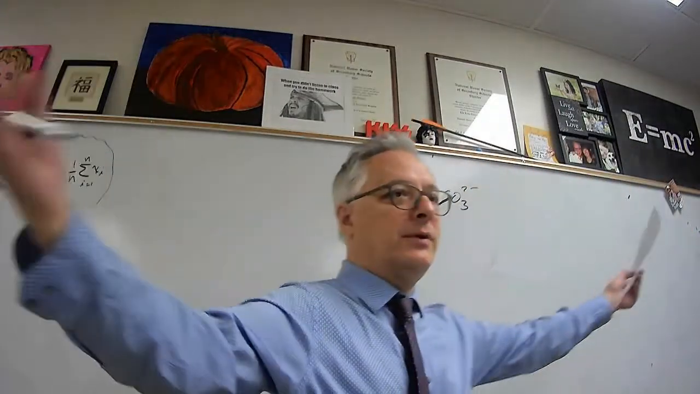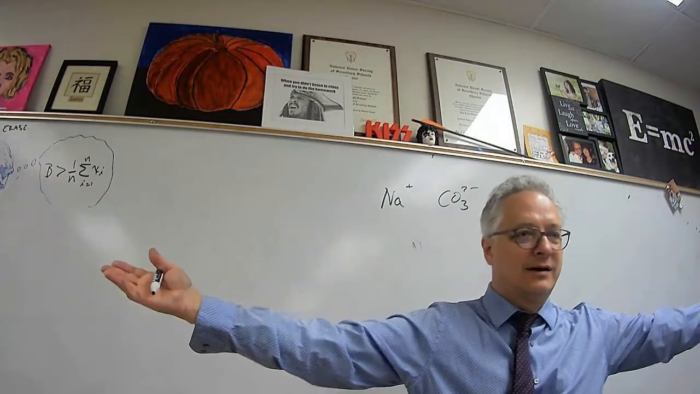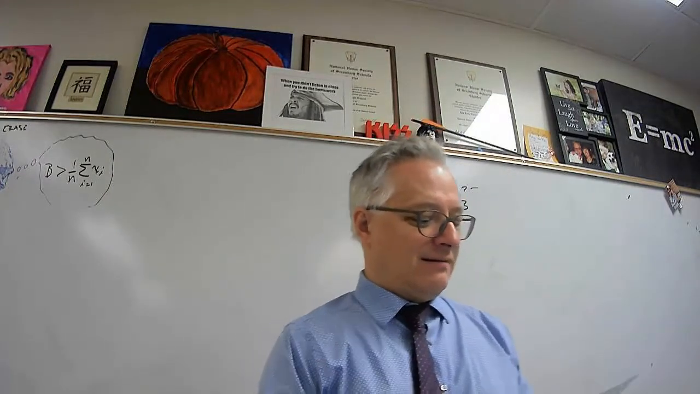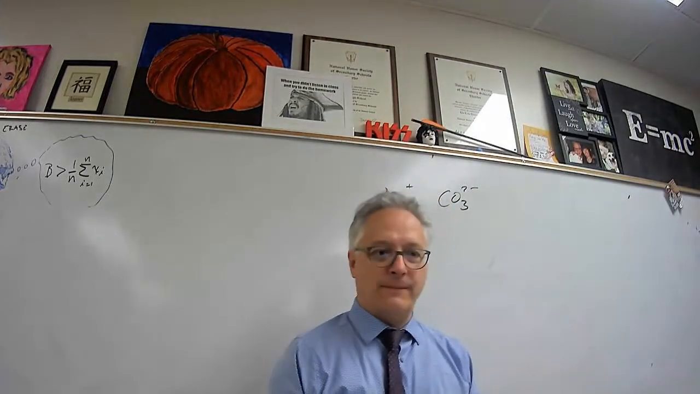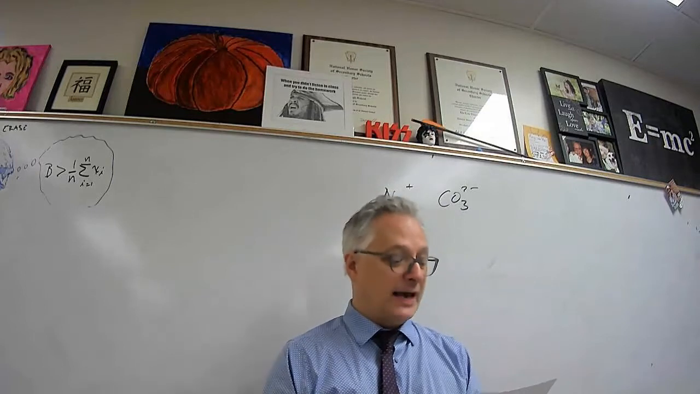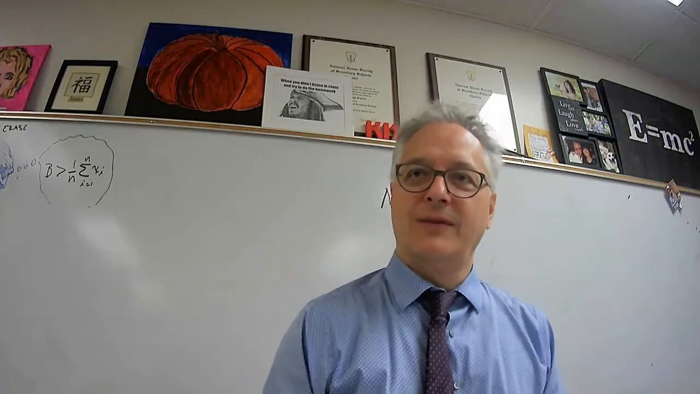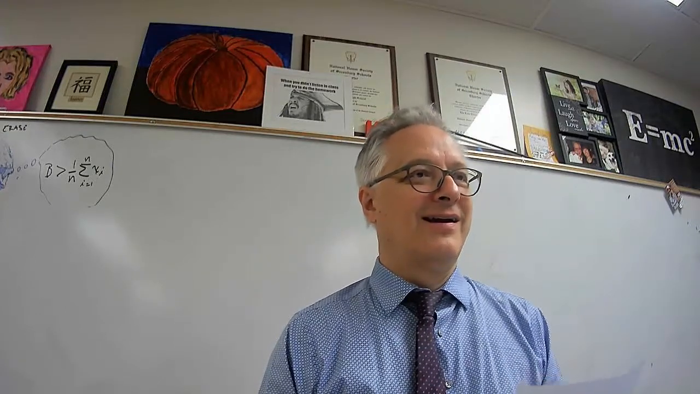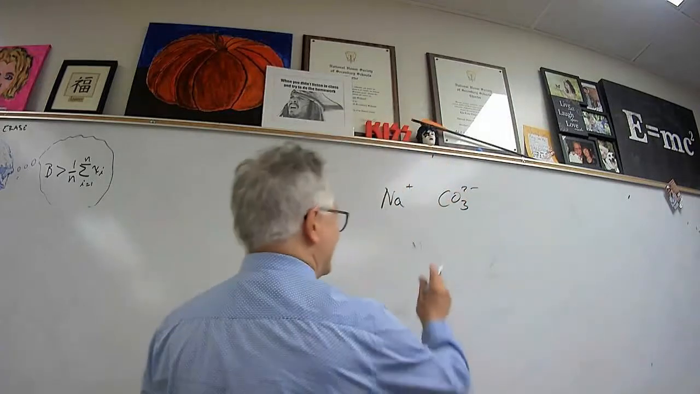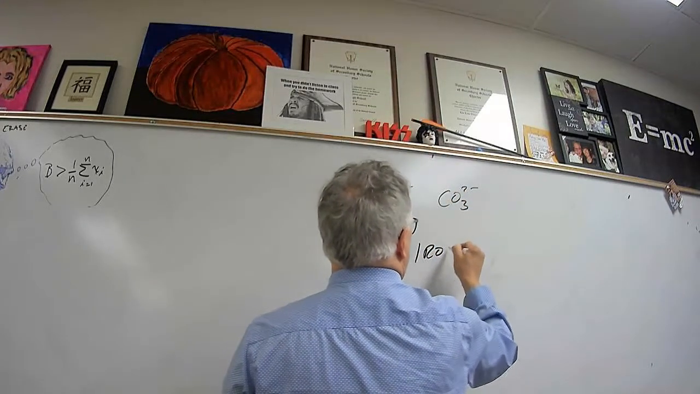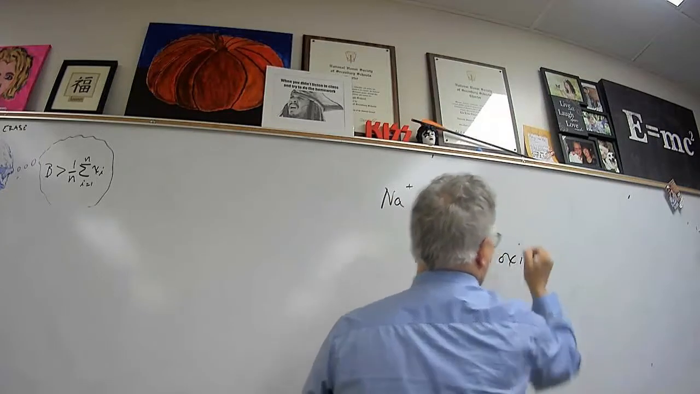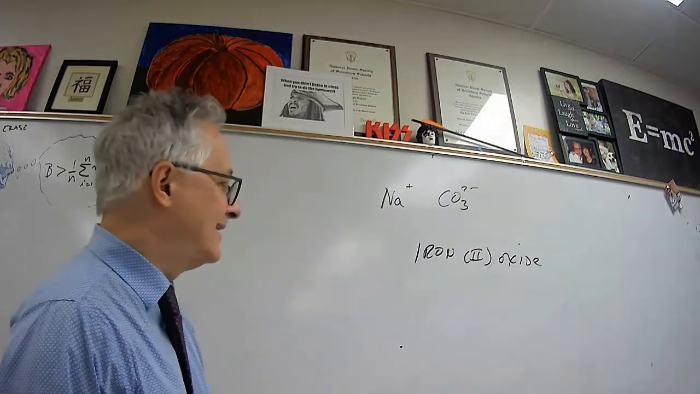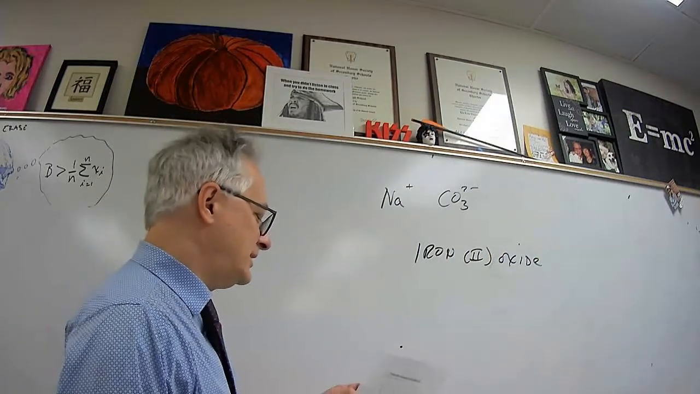Number 2, just tell me, what is it? Sodium hydroxide. Perfect. Number 3. Magnesium bromide. Very good. 4. Potassium chloride. 5 might throw you for a little loop. Iron. Roman numeral. You guys got it. Iron(II) oxide.